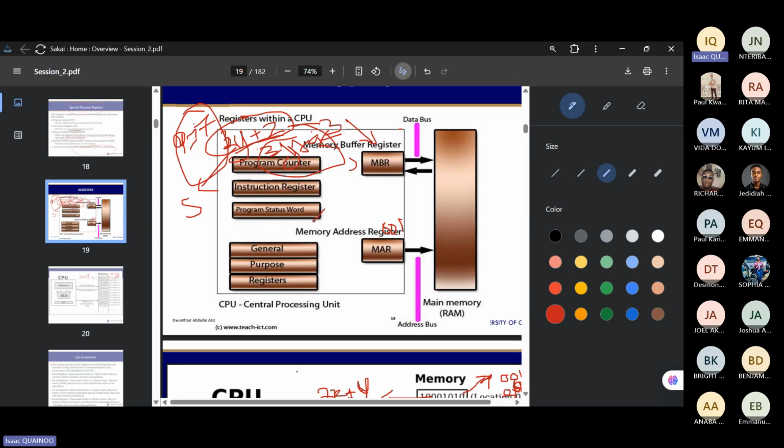And that is where the general purpose registers come in. So whichever data does not fit into one of the specific purpose registers, that does not fit into the program counter, the instruction register, the program status word, the MBR, which is the memory buffer register, or the MAR, which is the memory address register, will be stored in the general purpose register.